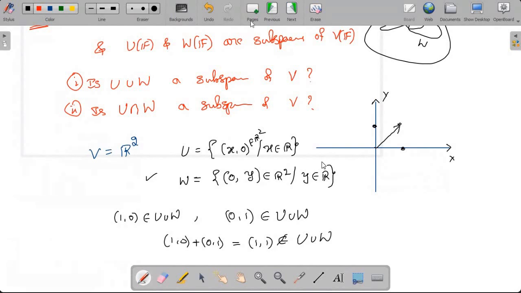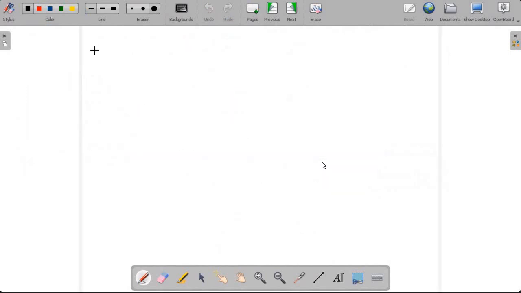And let me do one thing. So in this example, union is not, and intersection is a subspace. That is what we found. And now let me work out with one more. Now let me take the vector space as R3. All right. R3 over R only. Now the one subspace U, which is nothing but the x-axis.